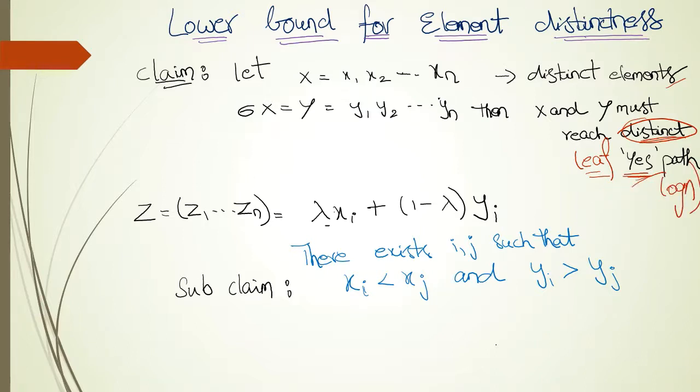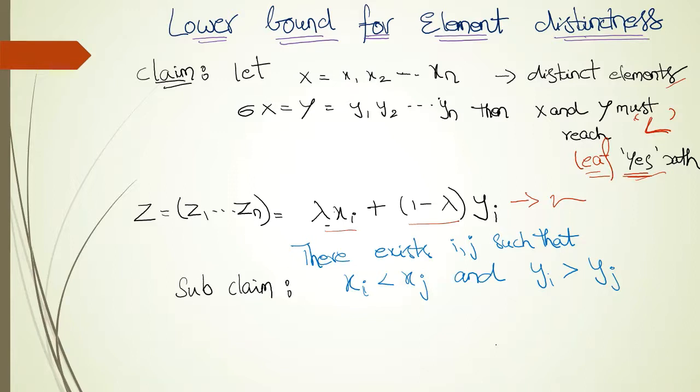To prove that, let us assume that x and y, which is one of the permutations of x, reach the same path L. Let us take z, with n coordinates z1 to zn, where zi equals lambda xi plus 1 minus lambda times yi, which is some weighted combination of xi and yi. So we keep this aside.